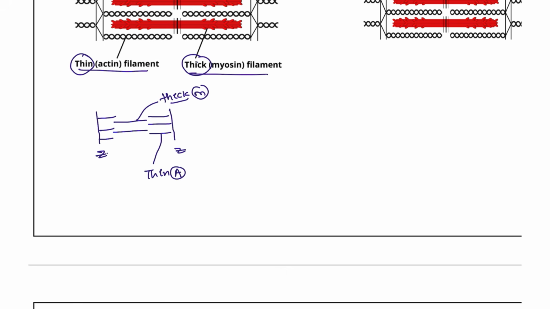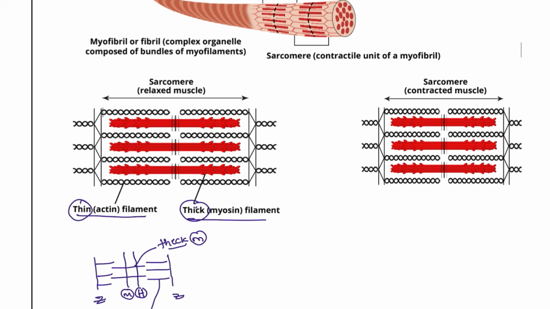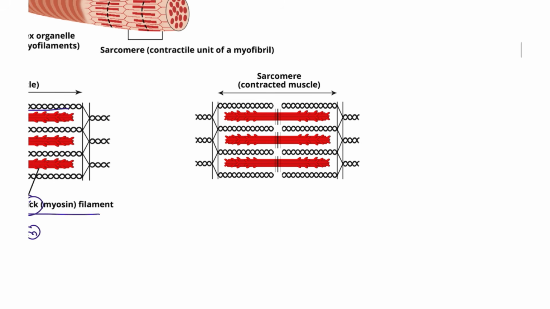Next, there is a line that will be present. This is known as the M line, or we can also call this the H zone. This zone is known as the H zone. So when they relax, they go to the sides. Okay, they will be in the relaxed stage. When they are contracting, they will come together.